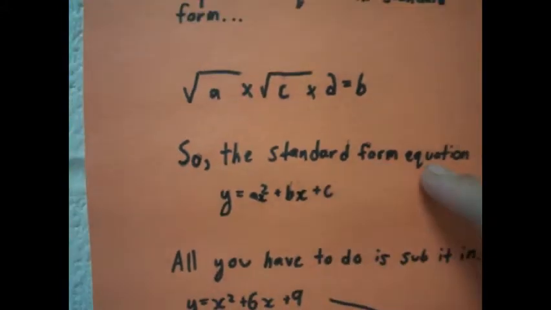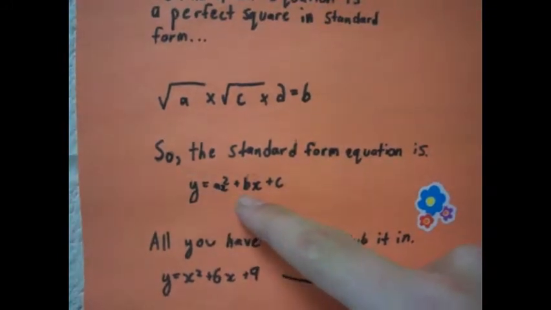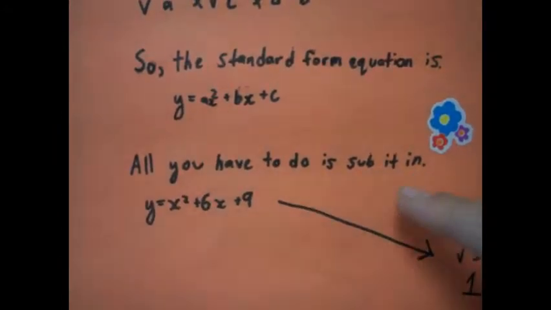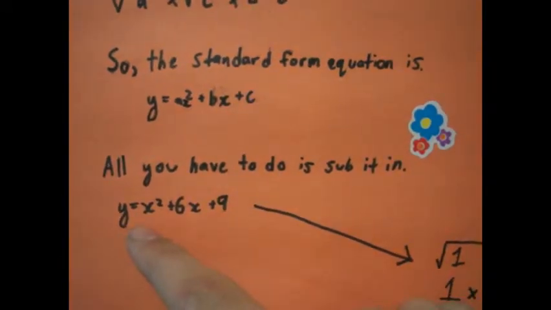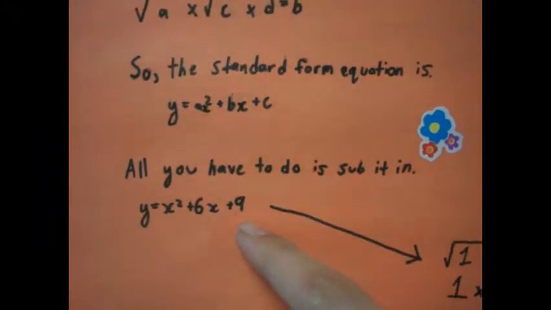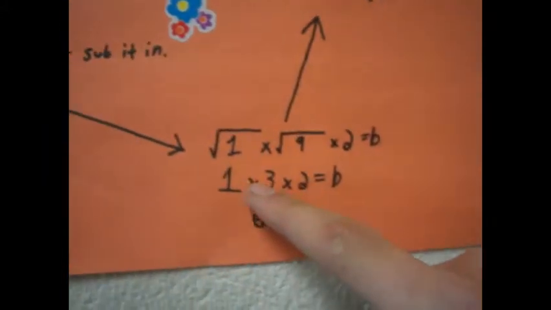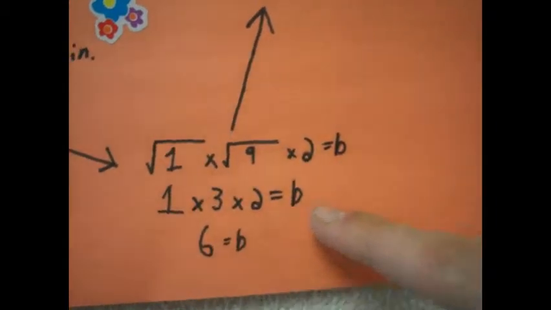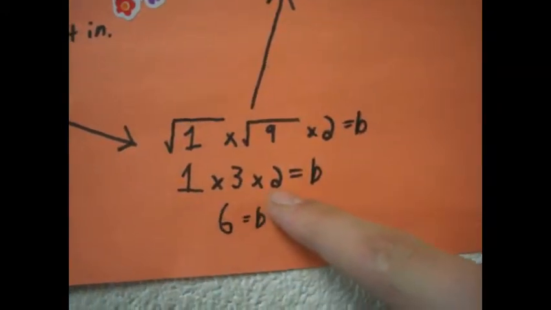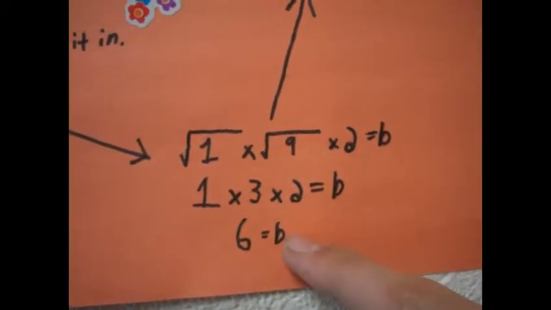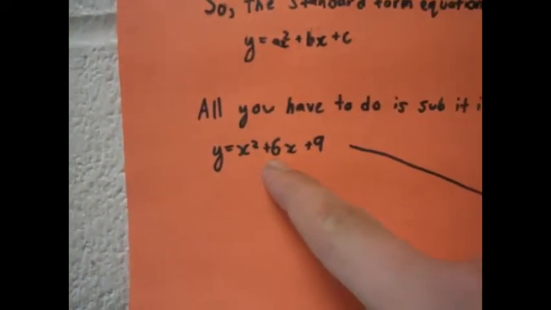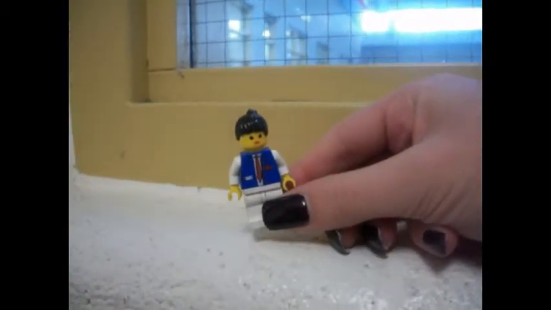So the standard form equation is y equals ax squared plus bx plus c. All you have to do is sub it in. So here's an example equation, y equals x squared plus 6x plus 9. So if we sub it in, the square root of 1 times the square root of 9 times 2 equals b. So 1 times 3 times 2 equals b, so 6 equals b. Since 6 equals b and it's the same as the middle number on this equation, it will be a perfect square. And finally, I'll be telling you all about the parts of a parabola.